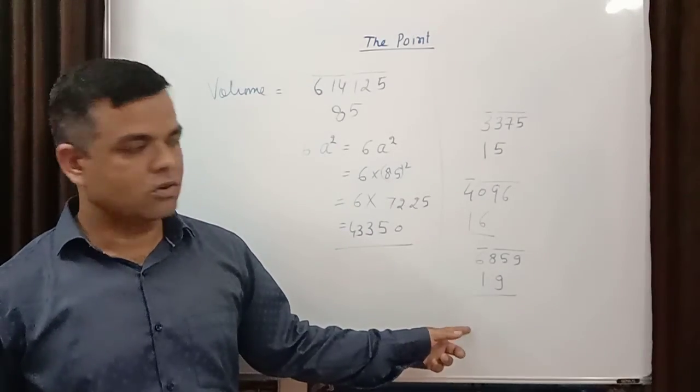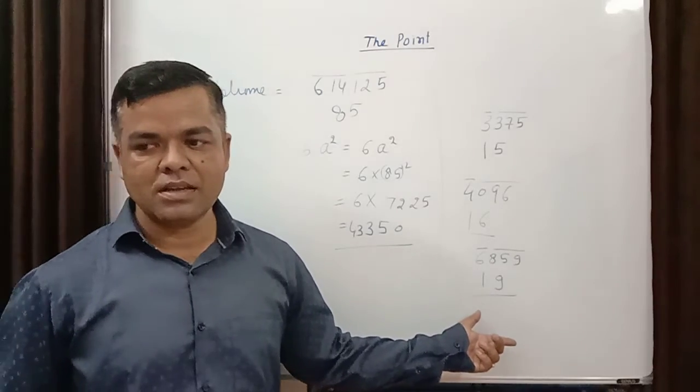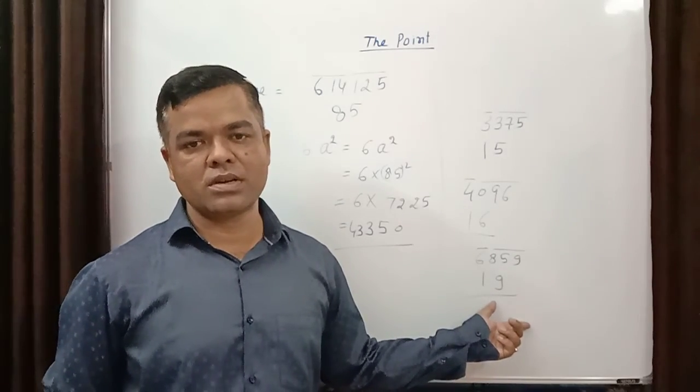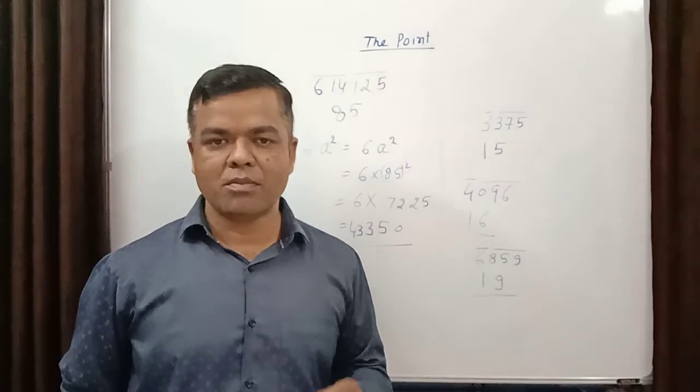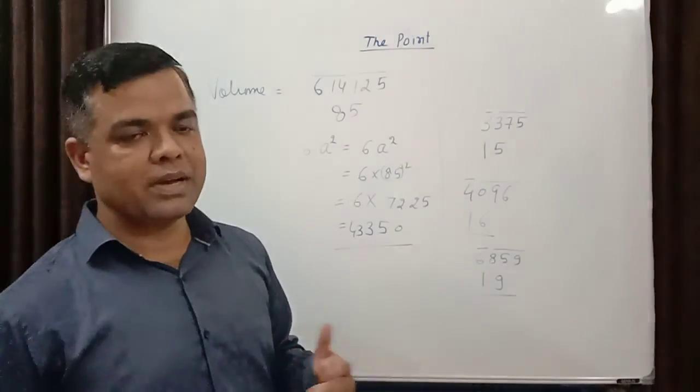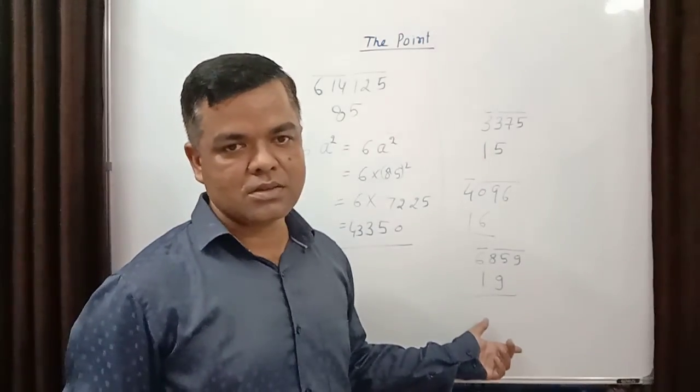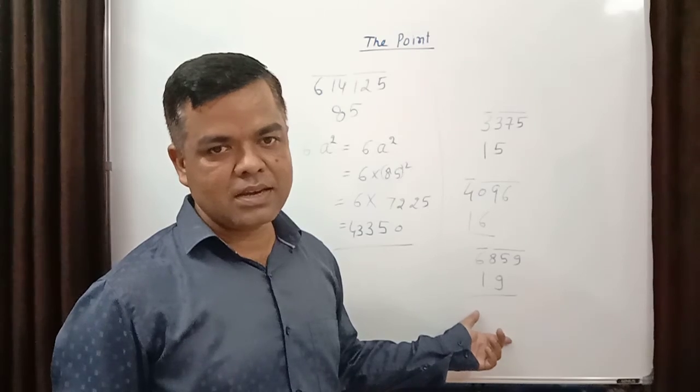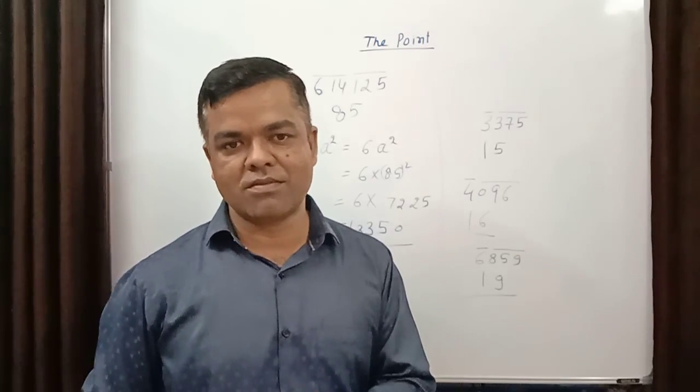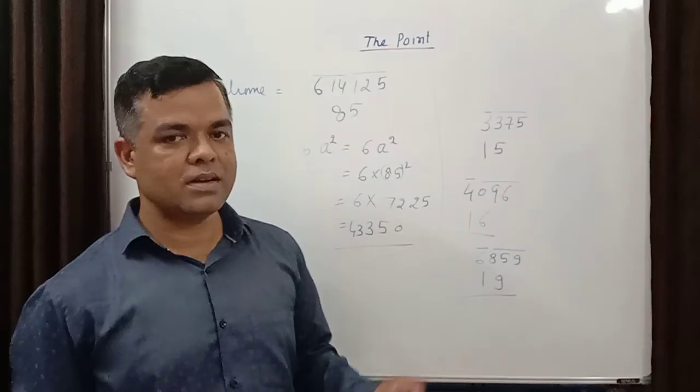When you practice cubes and cube roots up to 20, you can remember them by heart, and the bigger numbers you can do by this short trick, so it will be easier, and your 1 mark is confirmed from the chapter of cube and cube roots.